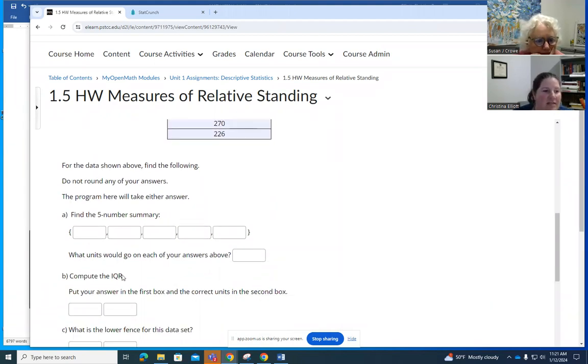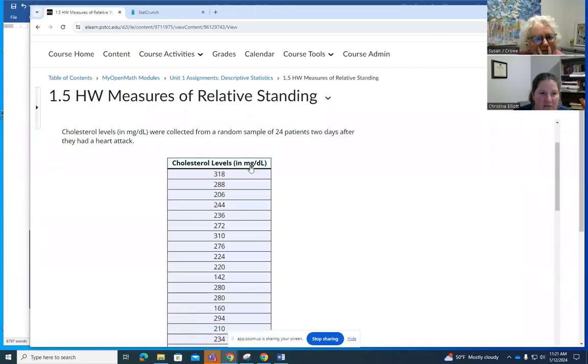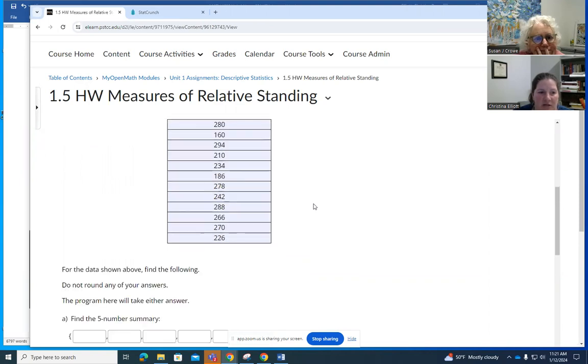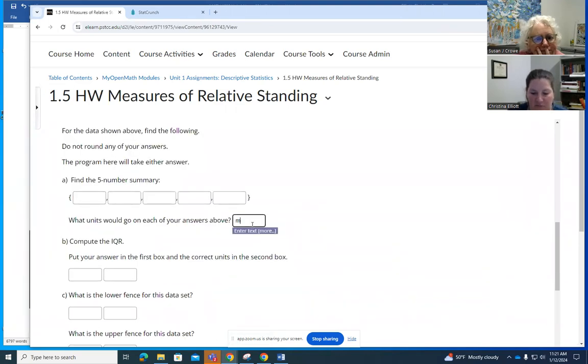That's right. And then it says what units would go on each of your answers above. I just didn't want that to be confusing. So if I look at the units, it's in milligrams per deciliter, for the cholesterol levels. So that's what it means by units there. So I'm just going to type mg/dl. And so then down here where you're putting your answer in the first box and the correct units in the second box, that's what you're going to put for your units in each of those boxes.